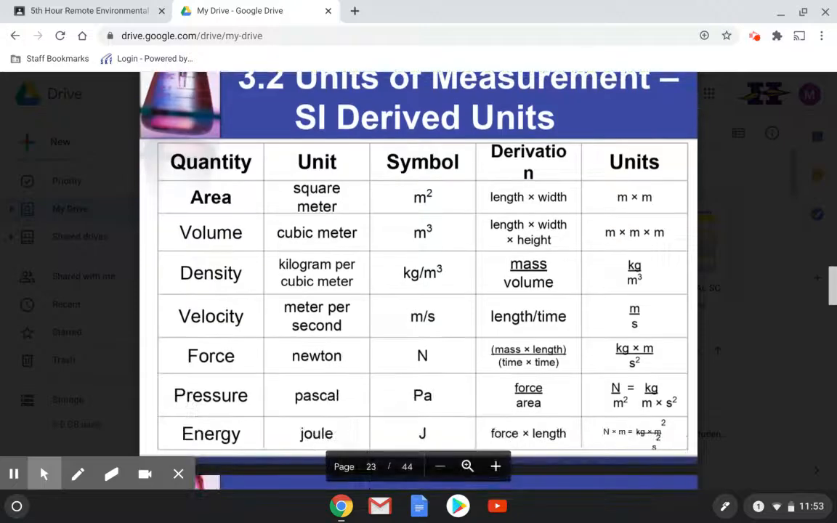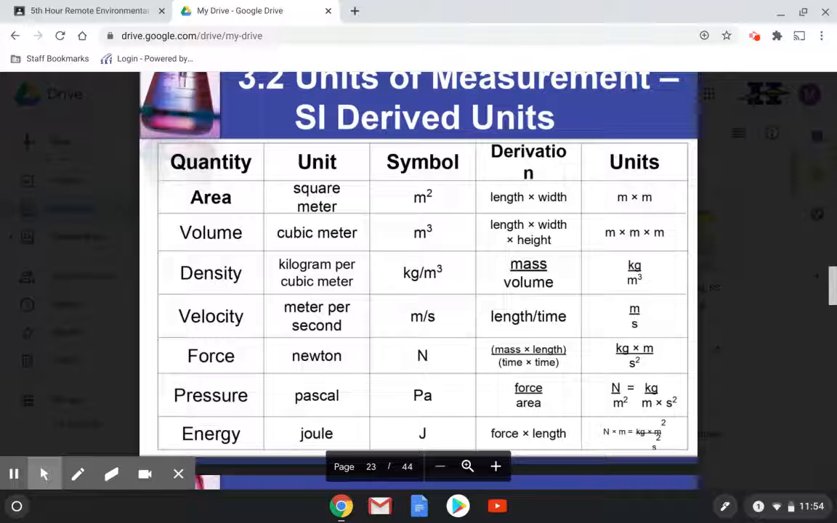And so from those SI units, we can derive a lot of different units. So we talk about area. Area is going to be a unit in square meters, so m squared or meter squared. And essentially what an area is going to be is length times width. So meters times meters, that would be the unit. Volume would be in cubic meters, so length times width times height. So it's going to be meters times meters times meters.